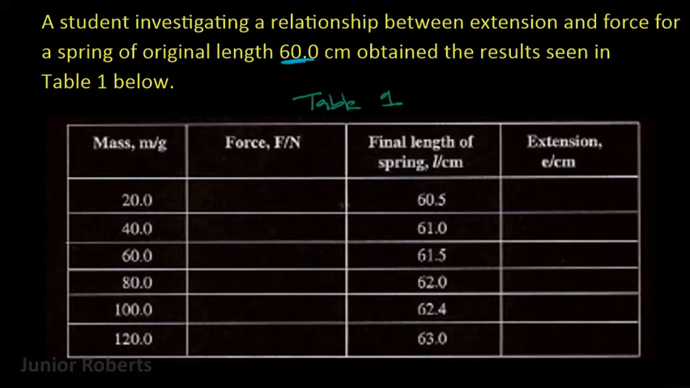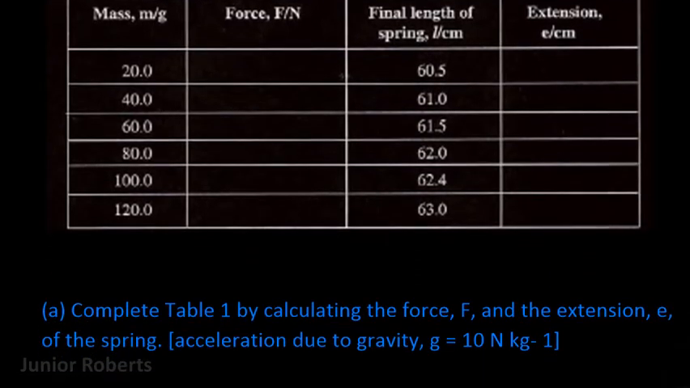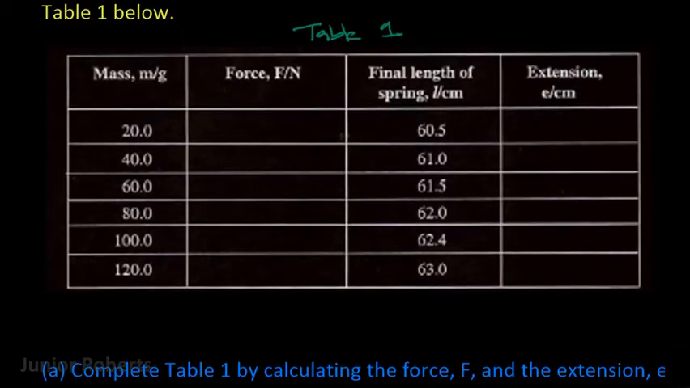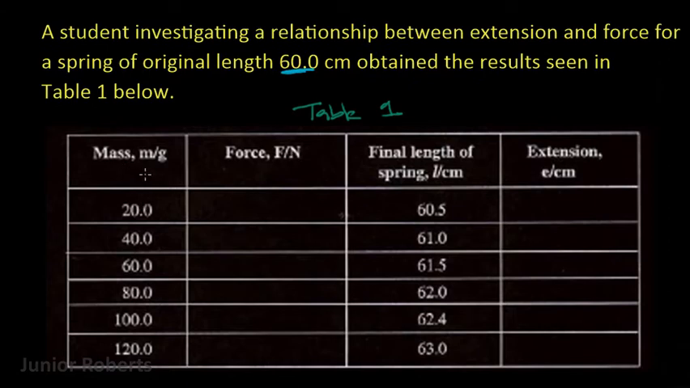So now let's scroll down and see what the question wants us to do. The first thing they want us to do is to complete table 1 by calculating the force F and the extension E of the spring. And we're told that the acceleration due to gravity is 10 newtons per kilogram. So let's look back up at our table. We're given the mass, we're not given the force, we're asked to calculate the force, we're given the final length of the spring, and we're also given the original length of the spring, and we're asked to find the extension.